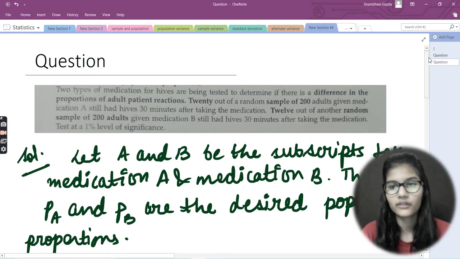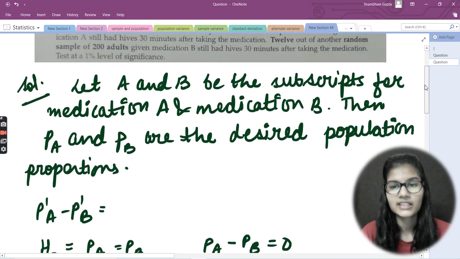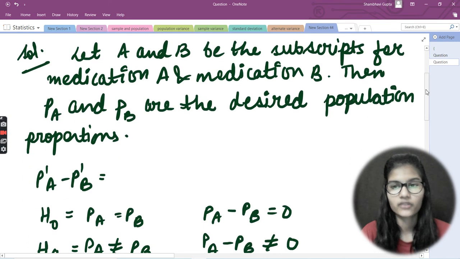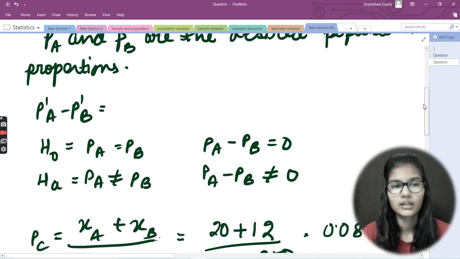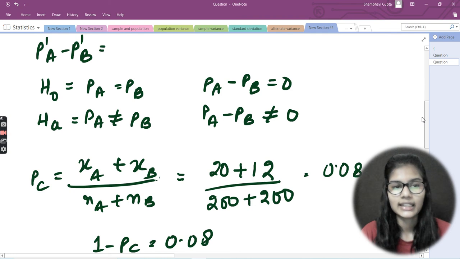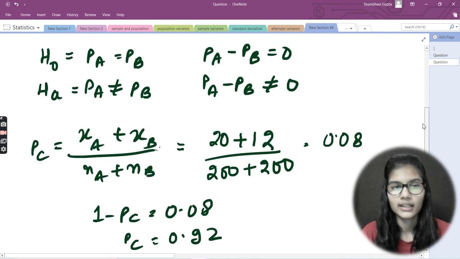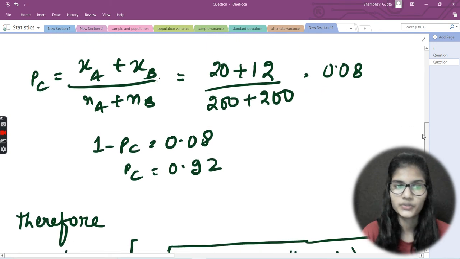So what we had done till now, I will give you a quick revision. We had taken A and B as the subscripts for medication A and medication B. Then PA and PB are the desired population proportions, right? After that, H naught is my null hypothesis, that is PA is equal to PB, and PA minus PB is equal to 0, right? And what about the alternate hypothesis? That was PA is not equal to PB, and PA minus PB is not equal to 0.